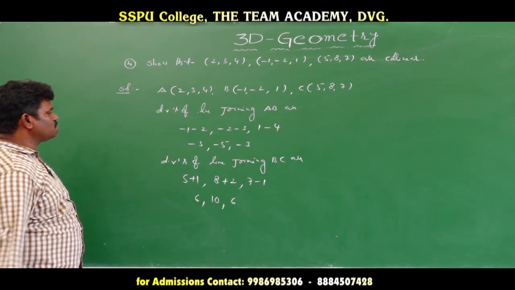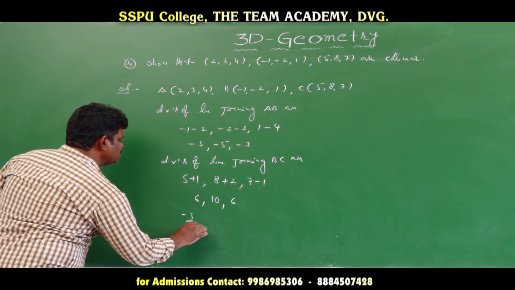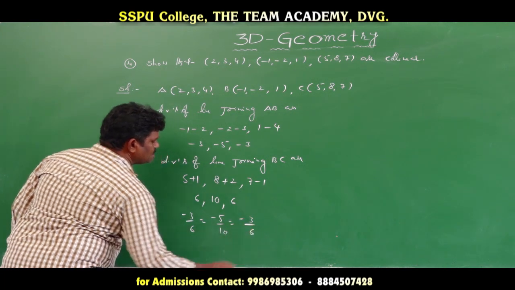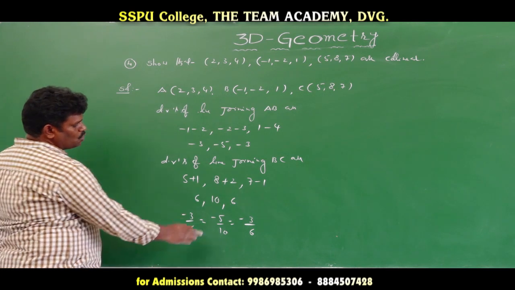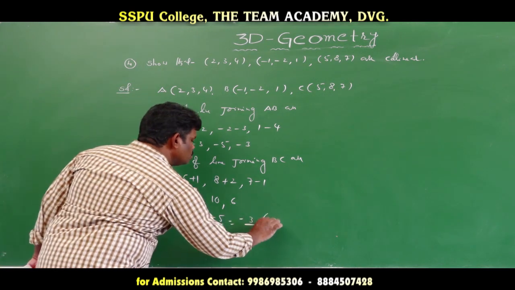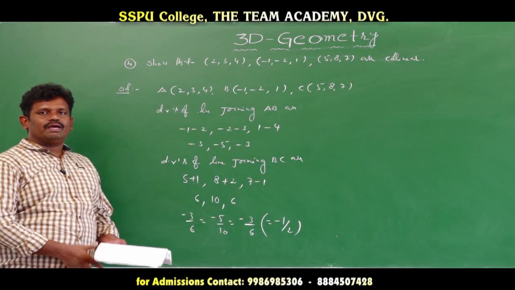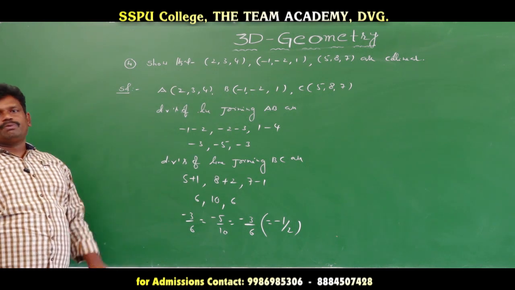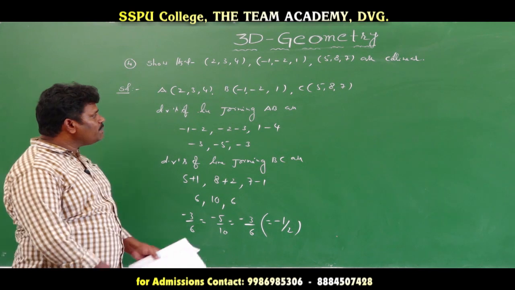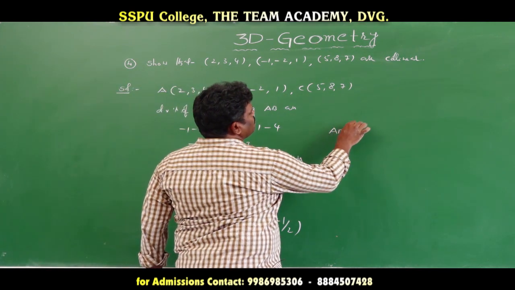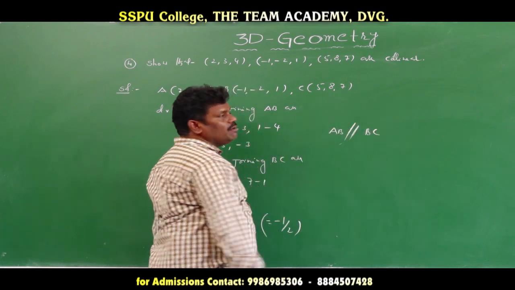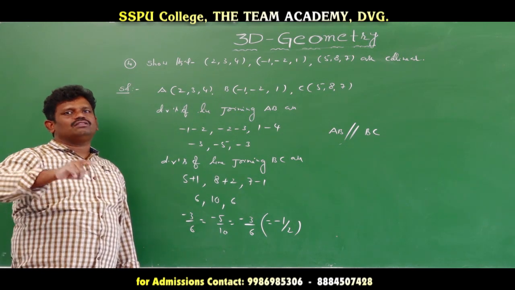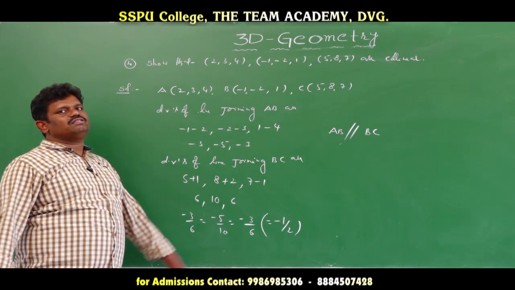Now check whether they are proportional. Minus 3 by 6 is equal to minus 5 by 10 is equal to minus 3 by 6, and each is equal to minus 1 by 2. So the direction ratios of AB and BC are proportional. So AB is parallel to BC. When AB is parallel to BC and B is the common point, the 3 points must lie on the same line. So these 3 given points are collinear points.